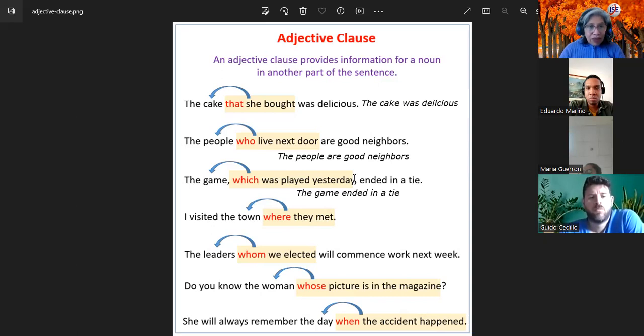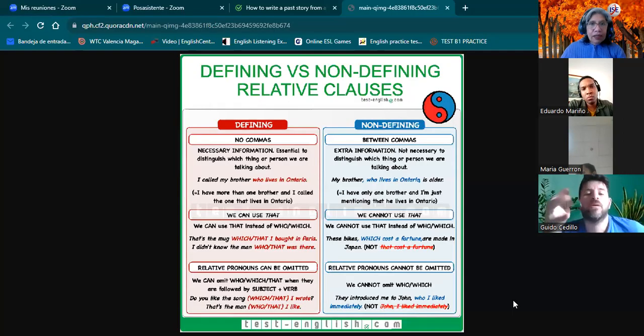Okay. Questions up to now? Guido, Maria, Eduardo, no problem with what an adjective clause is used for? To clarify additional information in a sentence. Okay. It's always additional, except in some cases. Which are the cases? It's always in the middle of the sentence, okay? It can be in the middle of the sentence or it can be at the end of the sentence.